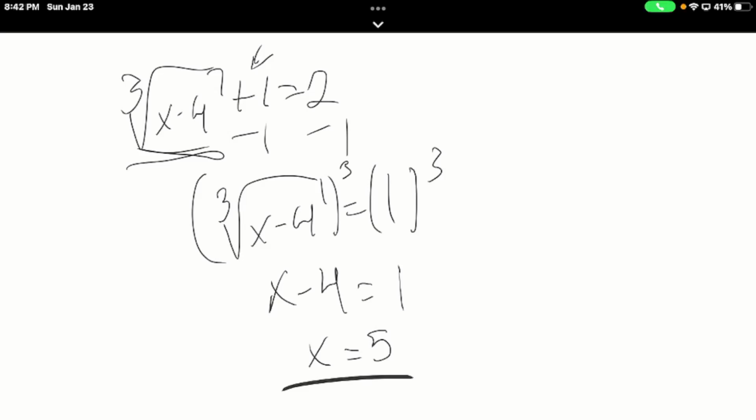When you have a cube root, you're always going to have a solution. Okay? A cube root always has a solution. So no solution does not work on cube roots.